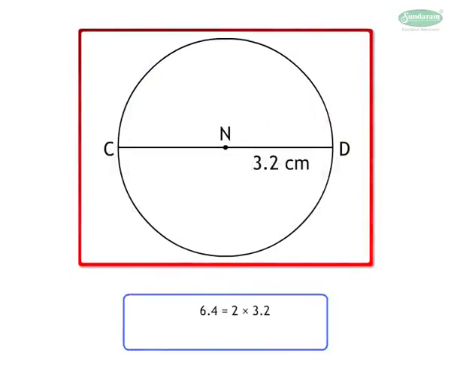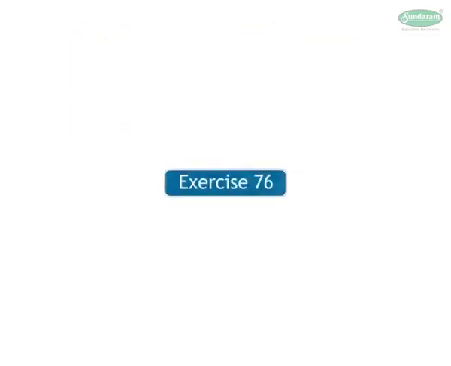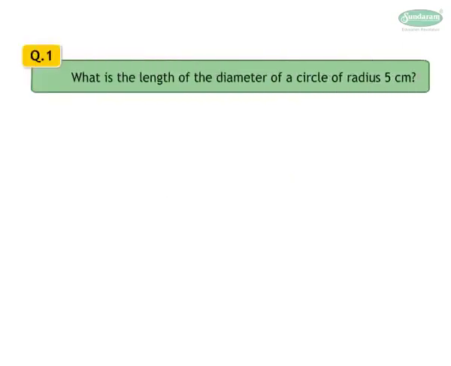6.4 is equal to 2 into 3.2. Thus, we find that the diameter is twice the radius. Let us solve exercise 76. Number 1. What is the length of the diameter of a circle of radius 5 centimeters?